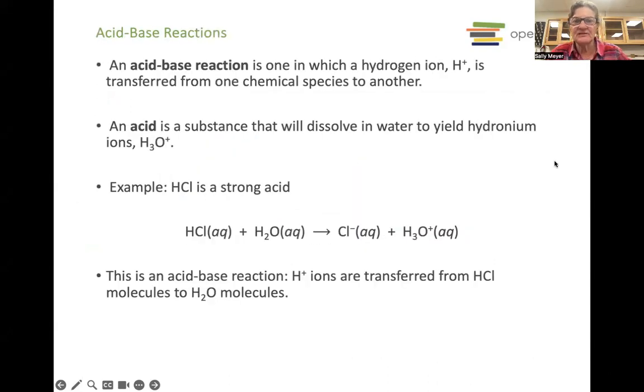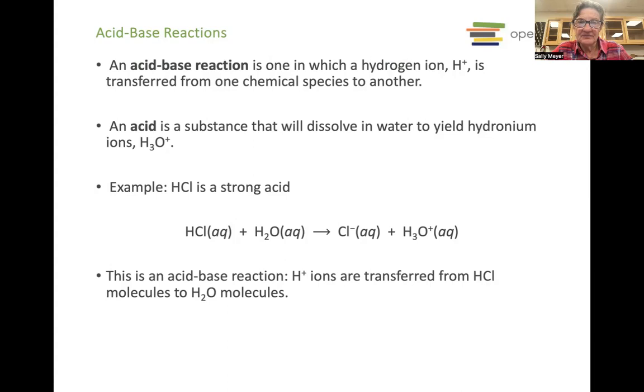So an acid-base reaction is one in which a hydrogen ion, H+, is transferred from one chemical species to another. An acid is a substance that will dissolve in water to yield hydronium ions, H3O+. An example is something like hydrochloric acid, HCl. It's a strong acid. So when you put HCl in a solution of water, call it aqueous, it reacts with the water to pull the H+ off of the HCl.